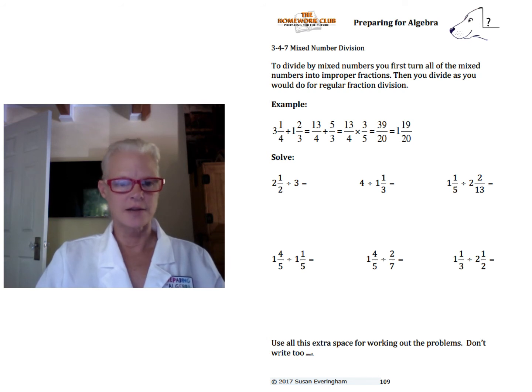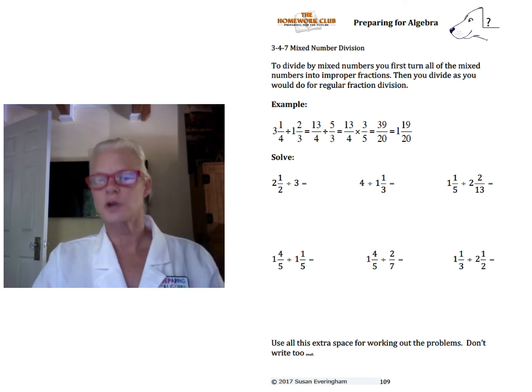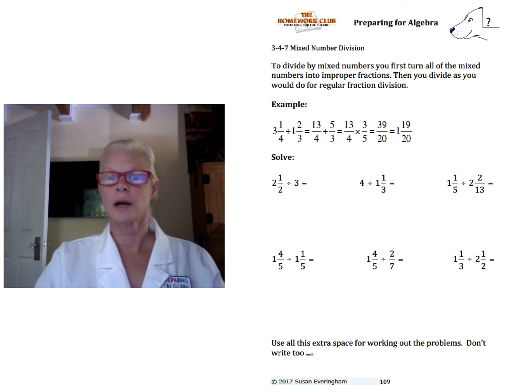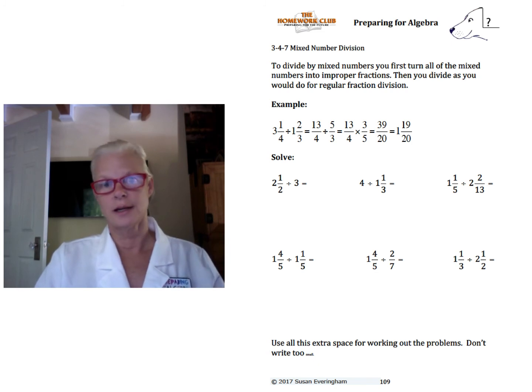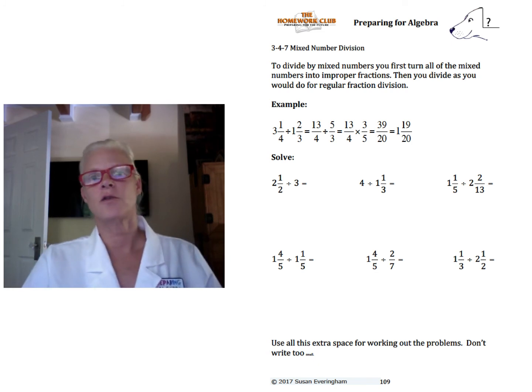And as I say at the very bottom, use all the extra space necessary to work out the problems. And don't write too small. It's another favorite mistake. Writing so tiny that no one can read it. Okay, so just give yourself a break and slow down and write neatly, write legibly.